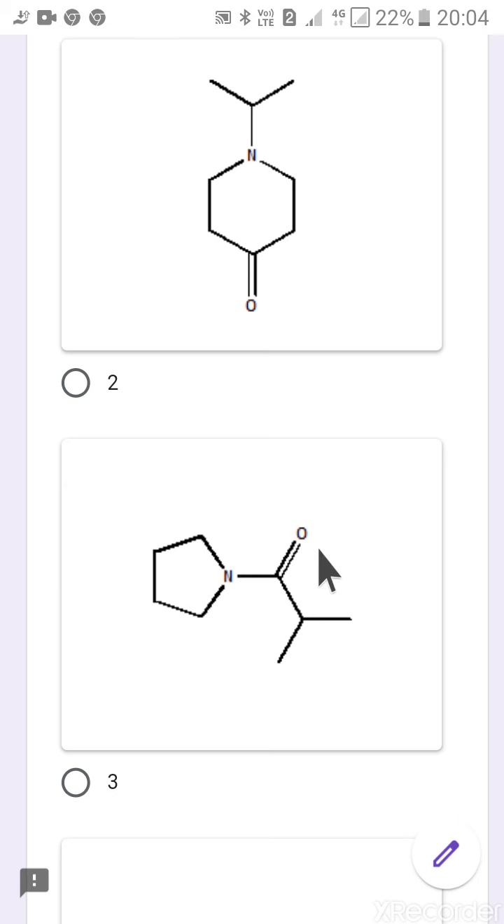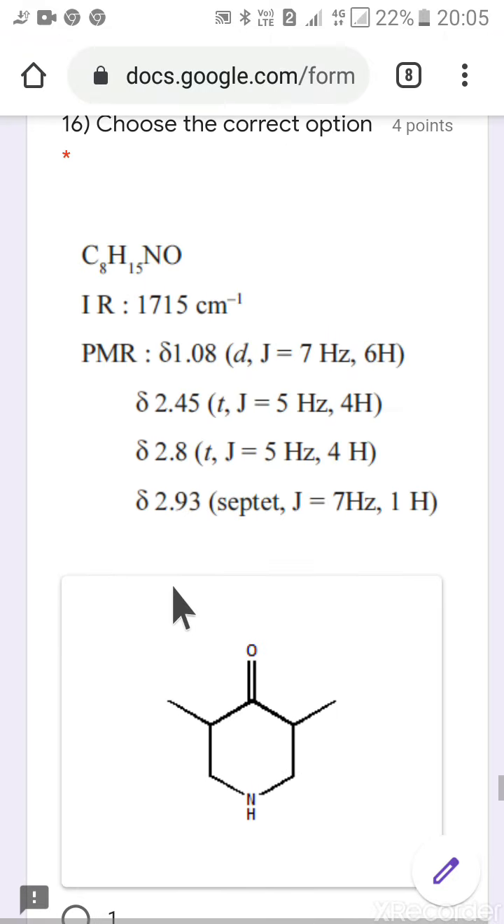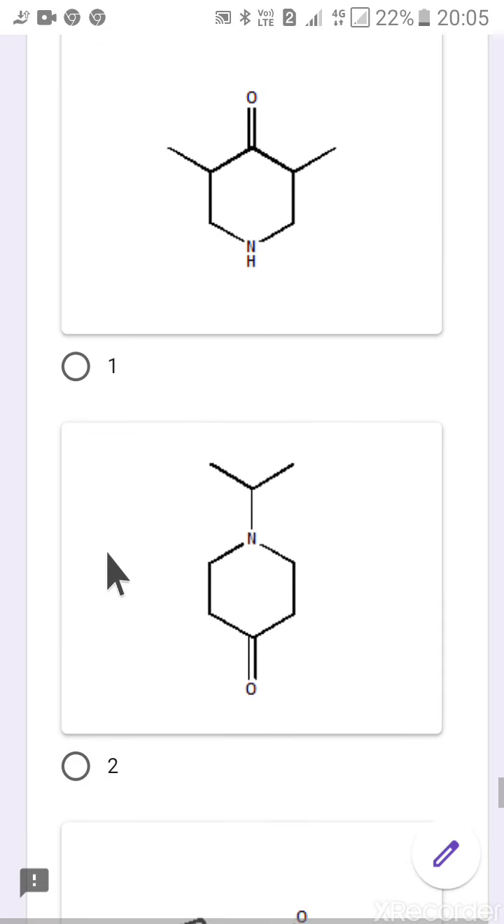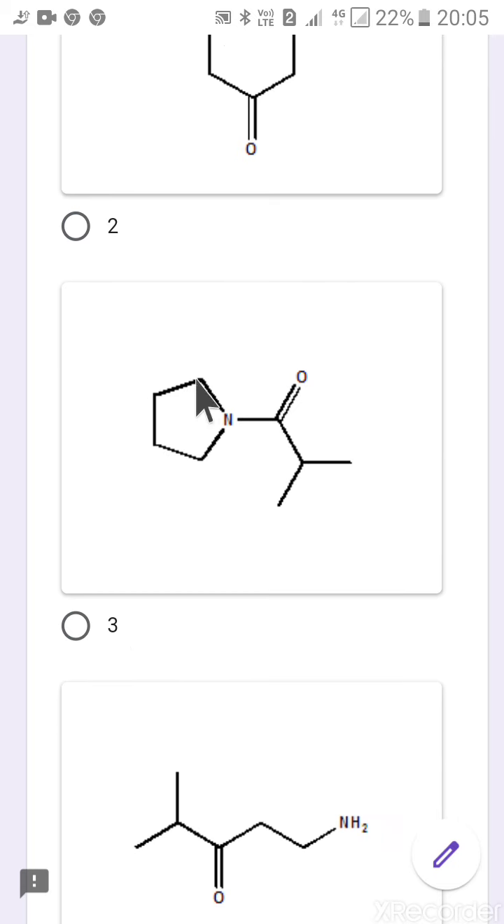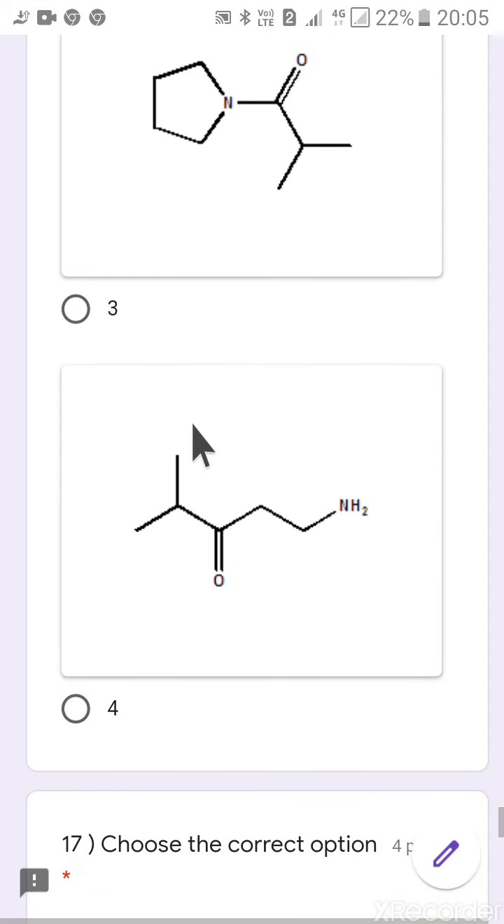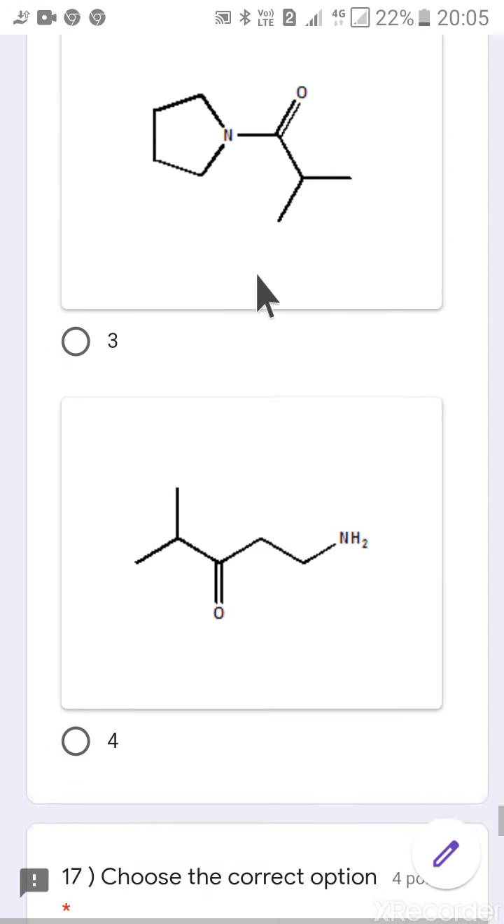Why not 3? Because in this molecule we have CH2s attached to nitrogen, but these CH2s will appear around 1.1 or 1.2, not below 2. So this signal is absent in the PMR data, and this option is ruled out because these CH2s will not go downfield up to 2, because they are only attached to sp3 carbon. This is also completely ruled out because we don't have an NH2 signal in the IR data. So let's assign the second option. The correct option is option number 2.